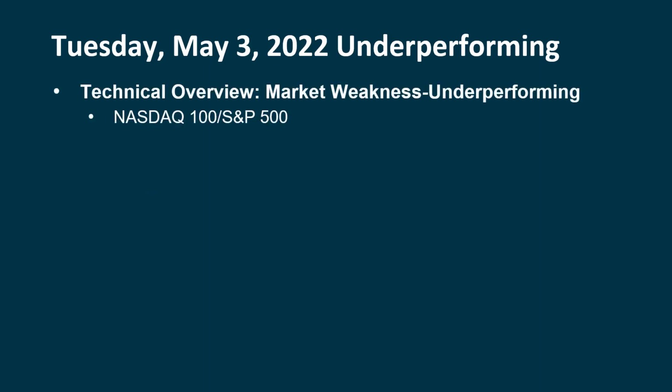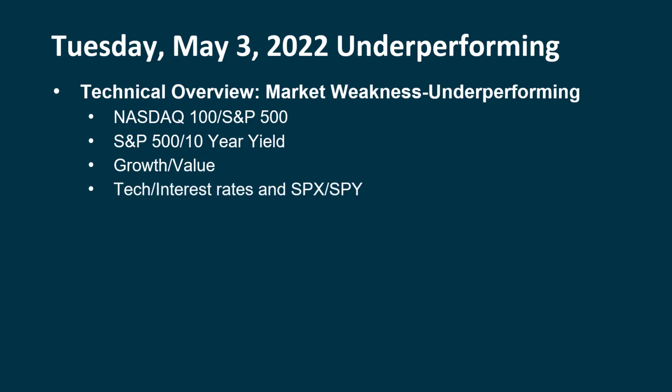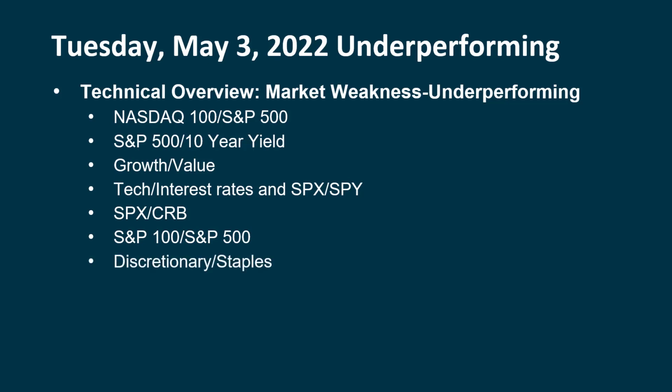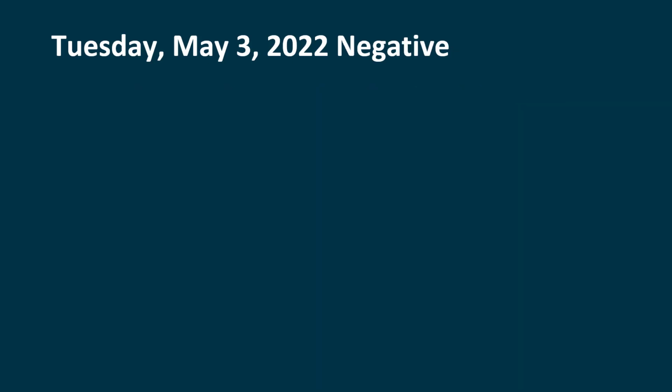Underperforming. NASDAQ 100 is underperforming the S&P 500, so growth is underperforming more value. The S&P 500 is underperforming 10-year yields. Growth is underperforming value. Tech is underperforming interest rates and the S&P. The S&P is underperforming the CRB, just the opposite of what I said on the previous slide. The S&P 100 is underperforming the S&P 500. Discretionary is underperforming staples.